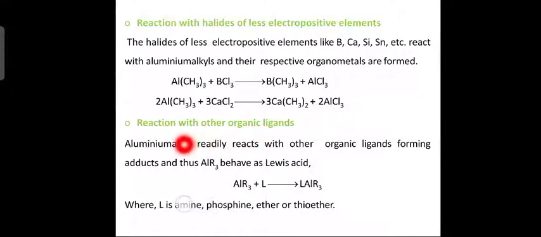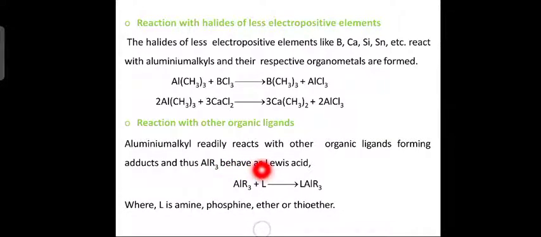The next chemical property is reaction with other organic ligands. Aluminum alkyl readily reacts with other organic ligands forming adducts. An adduct is nothing but an addition product, and thus AlR3 behaves as a Lewis acid. Lewis acid means it accepts a lone pair of electrons. What is the definition of a Lewis acid? It accepts a pair of electrons. So AlR3 is a Lewis acid.